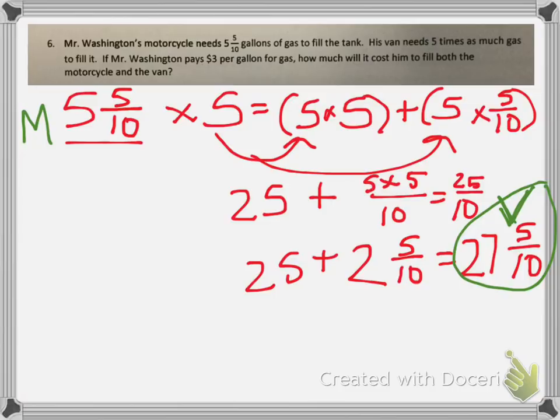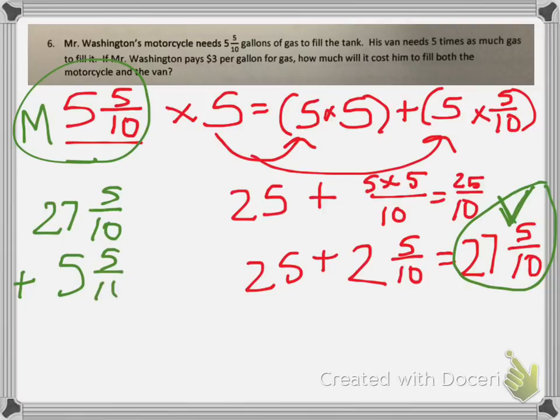So we figured out those two. I mean, we're given this. We figured out the van. Now, we need to figure out how much it's going to cost to fill both of them. Oh my goodness. All right. So we're going to add these two together first. Okay, 27 and 5 tenths plus 5 and 5 tenths. Okay, 27 plus 5 is 32. And then we have 10 tenths.